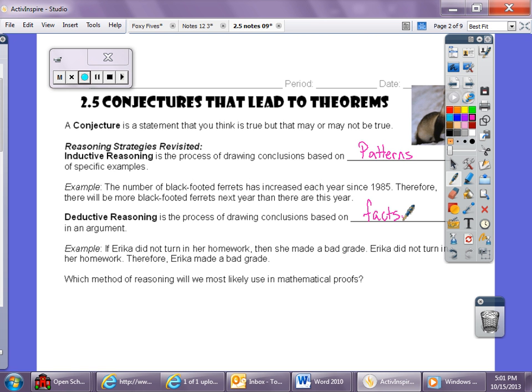Look at the first example: the number of black-footed ferrets has increased each year since 1985. Therefore, there will be more black-footed ferrets next year. That's a pattern. Deductive reasoning is a fact. If Erica did not turn in her homework, then she made a bad grade. Erica did not turn in her homework, therefore she made a bad grade. So which method of reasoning will we most likely use in mathematical proofs? To prove something, we want to use facts, so we want to use deductive reasoning.